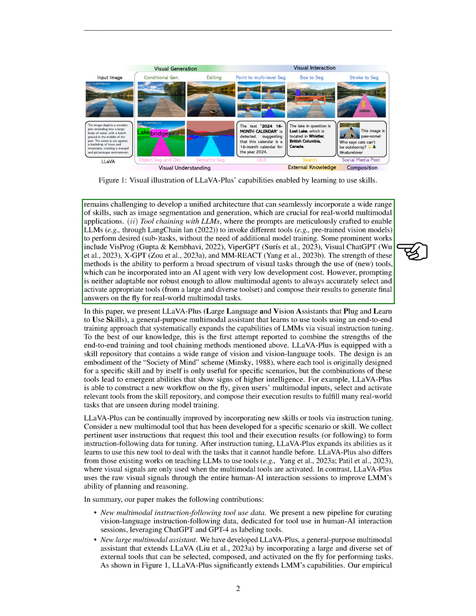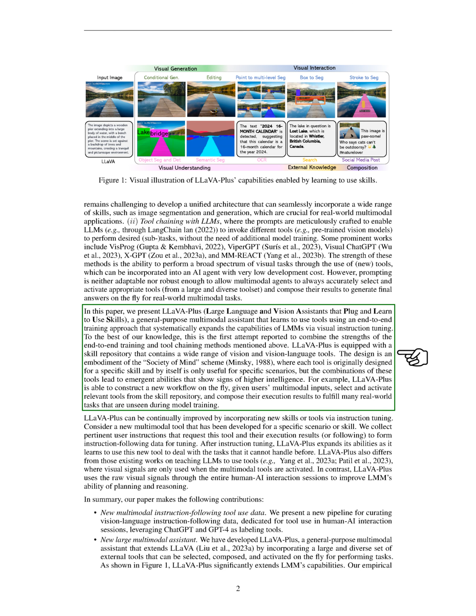The second approach involves tool chaining with LLMs. In this method, prompts are carefully designed to enable LLMs to use different tools, such as pre-trained vision models, to perform desired tasks without additional model training. Examples of this approach include VisProg, ViperGPT, Visual ChatGPT, X-GPT, and ReAct. The strength of this method is its ability to perform a wide range of visual tasks using new tools, which can be incorporated into an AI agent at a low development cost. However, this method is not adaptable or robust enough to always accurately select and activate the appropriate tools and combine their results to generate final answers for real-world multimodal tasks.